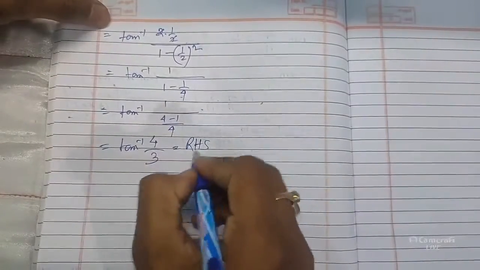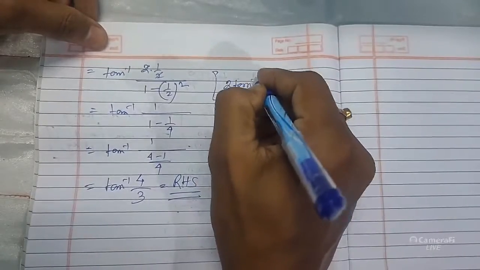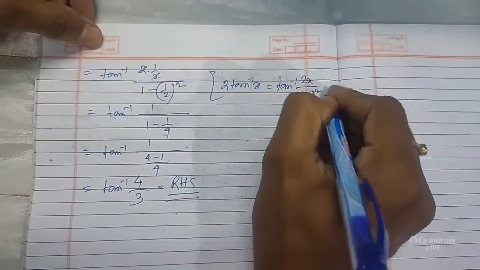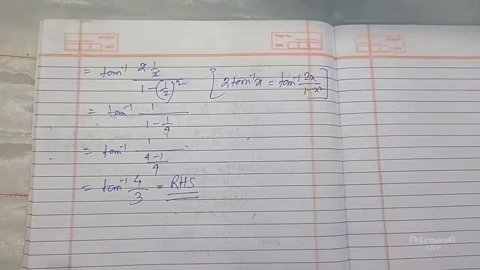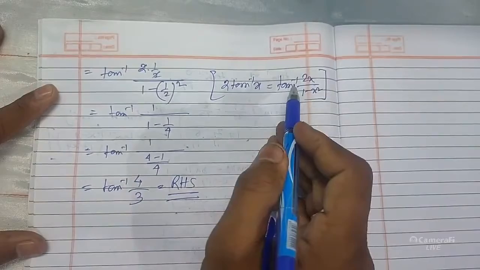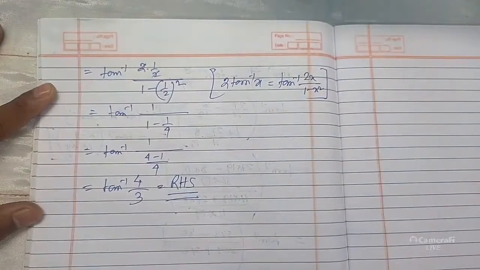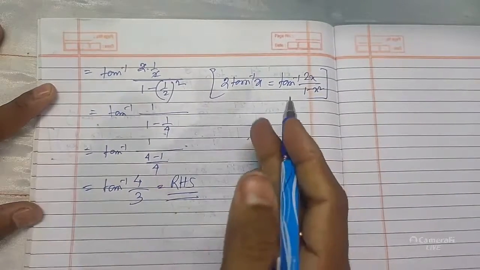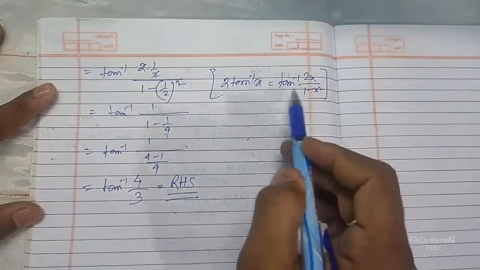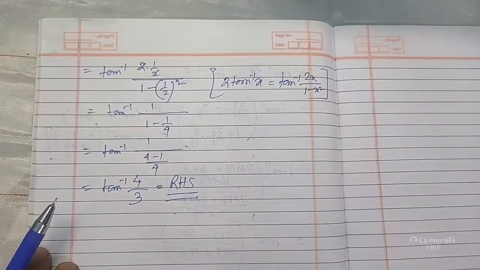So equal to RHS. So here what formula have we applied? Here we know that the formula of 2 tan inverse x equals tan inverse 2x by 1 minus x square. This is the formula. This formula we have applied. Whenever in the LHS 2 tan inverse x form is given and we have to convert it into tan inverse form, then we have to apply this formula. Similarly, maybe in the LHS it is in the form of 2 tan inverse, and in the RHS it is in sine inverse or cos inverse. Then you have to apply those respective formulas.